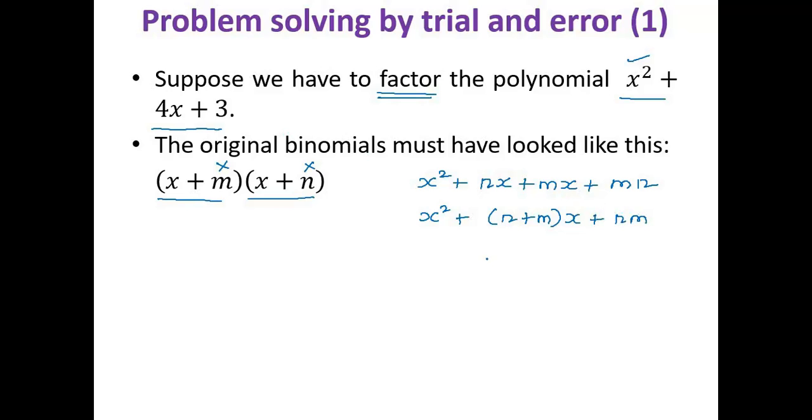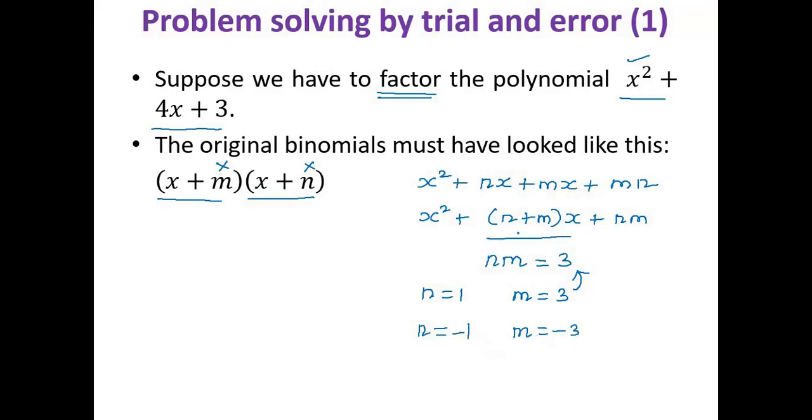If you compare, the multiplication of n and m should be equal to 3. So there are some possibilities. Say for example, n equal to 1, m equal to 3. Okay, that matches. Or you can have n equal to minus 1, m equal to minus 3. This also, if you multiply, you will get 3.